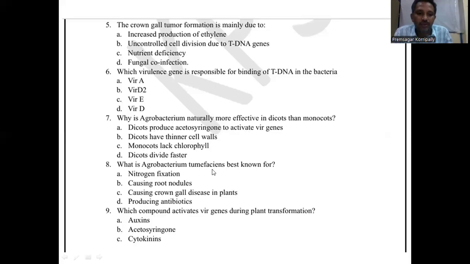What is Agrobacterium tumefaciens best known for? Nitrogen fixation, causing root nodules, causing crown gall disease in plants, or producing antibiotics. Agrobacterium tumefaciens is best known for causing crown gall disease in plants. The answer is C. Which compound activates the vir genes during plant transformation? Auxins, acetosyringone, cytokinins, and gibberellin. Answer is B, acetosyringone.